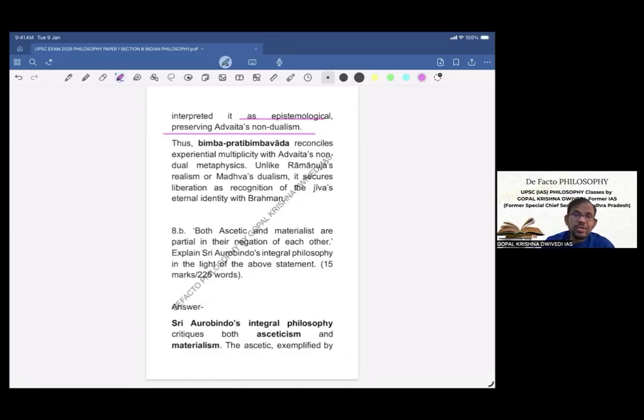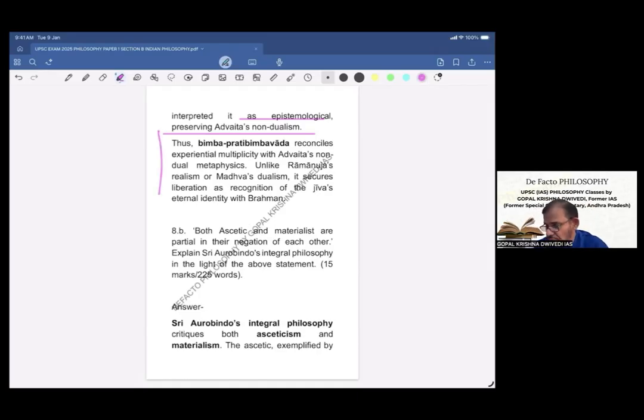Now we'll go to the conclusion. Thus, Bimba Pratibimbavada reconciles experiential multiplicity with Advaita's non-dual metaphysics. Unlike Ramanuja's realism or Madhva's dualism, it secures liberation as recognition of Jiva's eternal identity with Brahma.